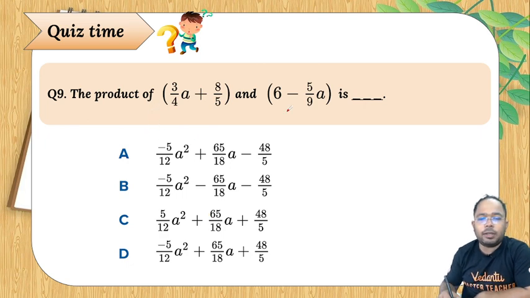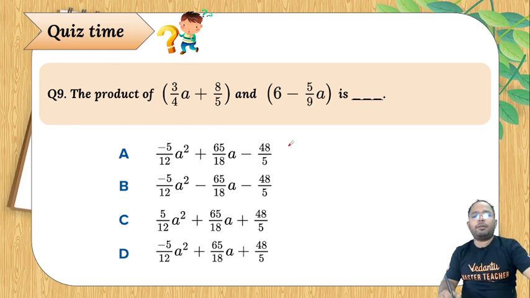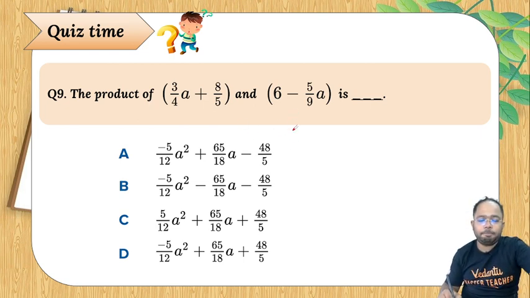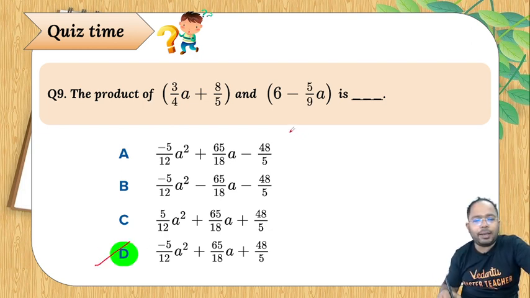The product of these two terms being provided. Quickly, what is going to be the answer of this product of these two terms? Come on, students, be quick and write the answers as A, B, C, or D. All right, let's look into the answer. D is the right answer. So let's look at how we can get this.